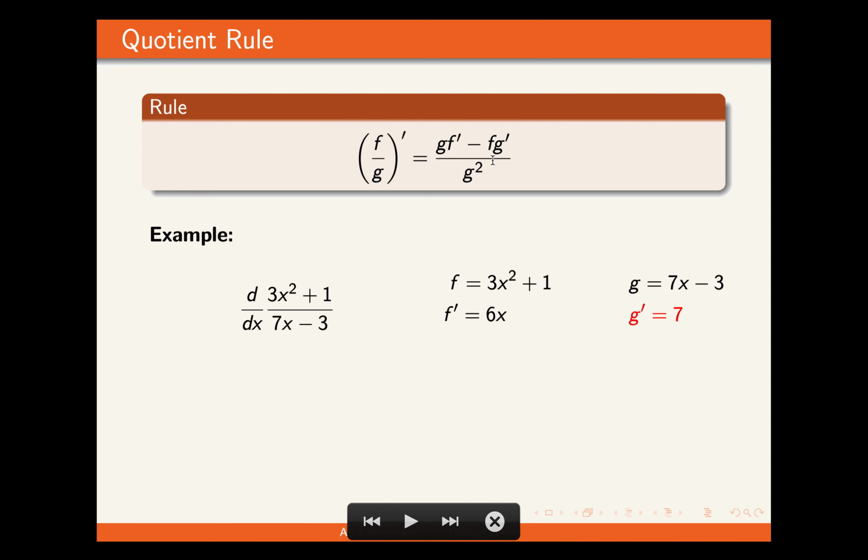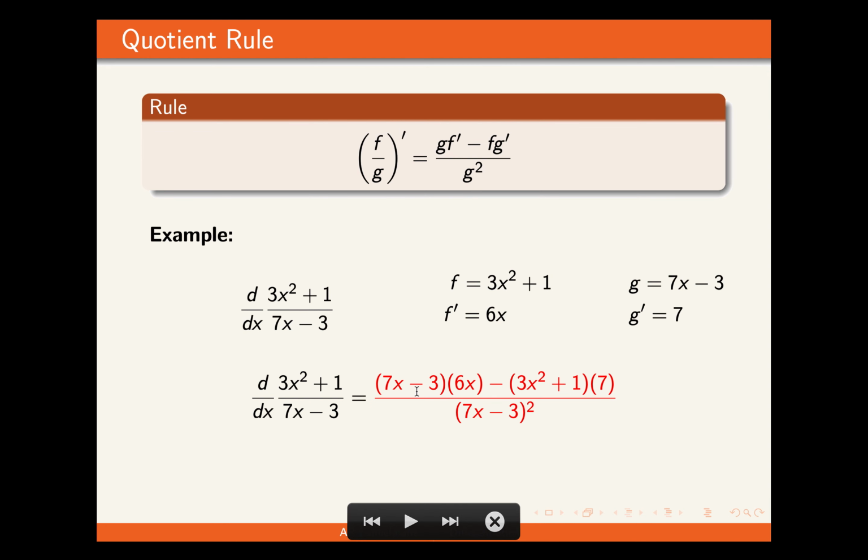So if that is the case, let's apply the quotient rule here. This is the function whose derivative we need to figure out, and we already have all the necessary information, so our goal is to just plug that information into this formula. Let's begin with the numerator. Here is z, so replace that by 7x minus 3, replace f prime by 6x, replace f by 3x squared plus 1, replace z prime by 7, and on the denominator we need the square of z, so we square 7x minus 3.